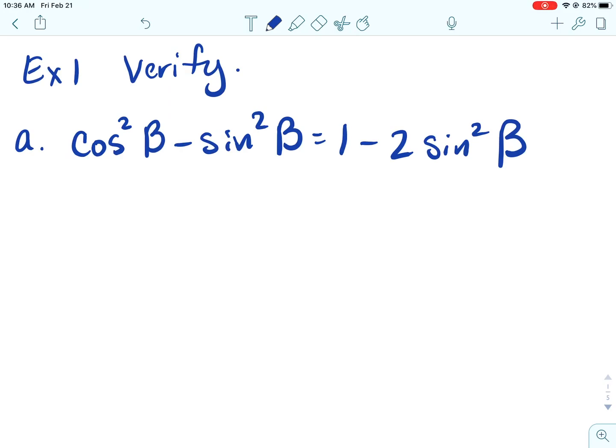Now, we are only going to work on one side in all of these. So don't ever do something to both sides of the equation. Just leave one side alone and make the other side look exactly like it.